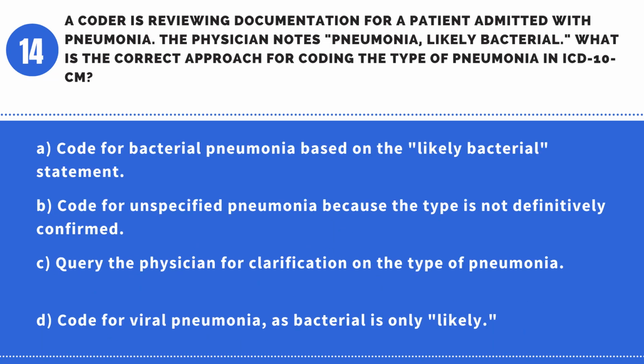Question 14. A coder is reviewing documentation for a patient admitted with pneumonia. The physician notes pneumonia, likely bacterial. What is the correct approach for coding the type of pneumonia in ICD-10-CM? A. Code for bacterial pneumonia based on the likely bacterial statement. B. Code for unspecified pneumonia because the type is not definitively confirmed. C. Query the physician for clarification on the type of pneumonia. D. Code for viral pneumonia, as bacterial is only likely.